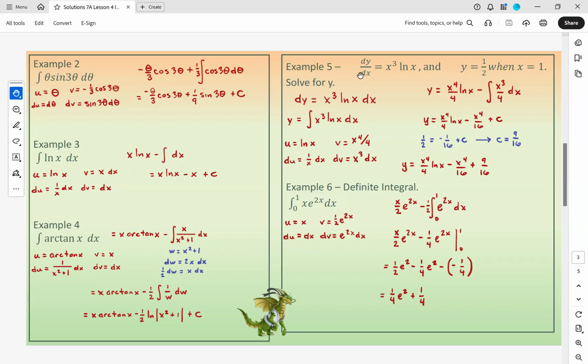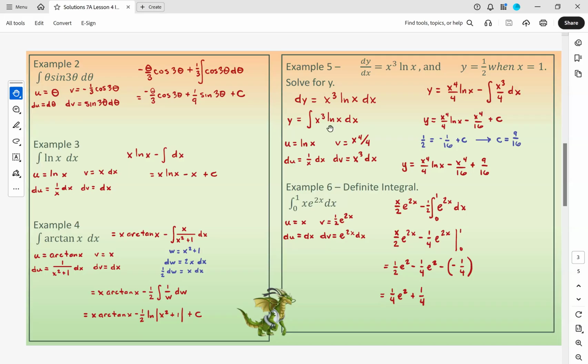Example 5, differential equation given. We have an initial condition that we'll be able to use eventually. First step that you have to show is the separation. I've got my dy equaling x to the third log x dx, which means y is an integral of the right side. And now we look at that right side, we see the product, we see that it's not top 20. U sub doesn't seem like it's a good fit.